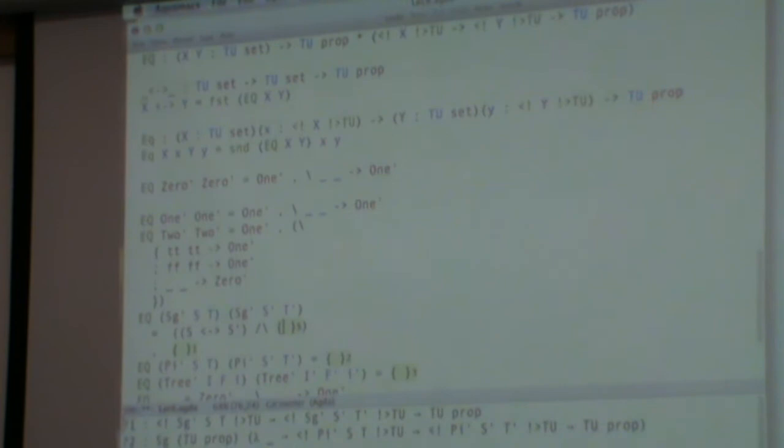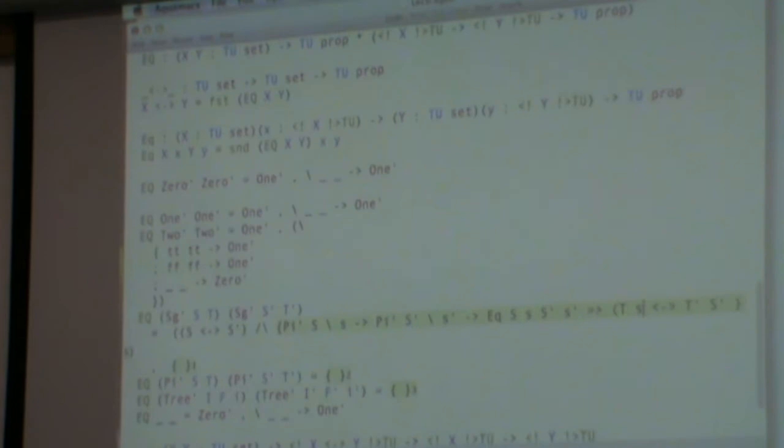So that we can say, well, give me an S and an S prime, and let's suppose they're equal. That should enable us to deduce that T S is interchangeable with T prime S prime, and we'll be able to pass that. Right. Good.